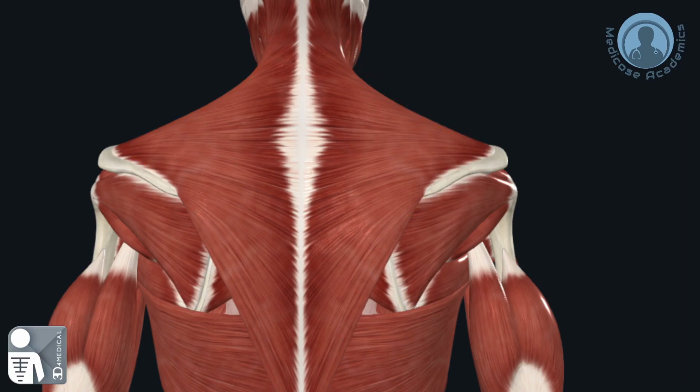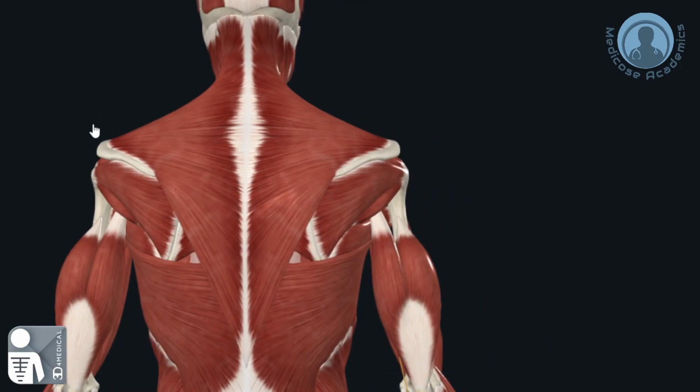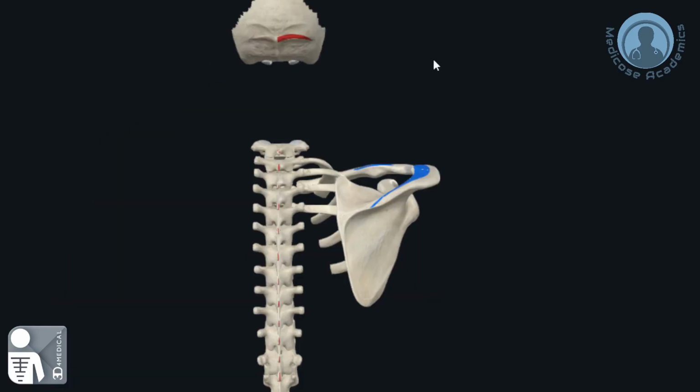There are two muscles, and it attaches all the way from the skull down to the ribs, down to the vertebra, all the way to the thoracic vertebra. Let us isolate its origin and insertion. So let us start with its origin from here.